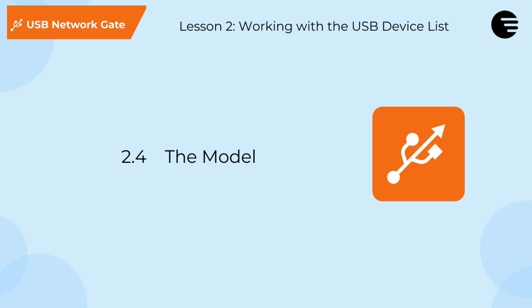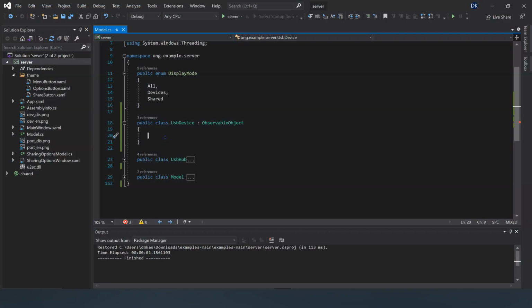Our application will consist of two main parts: the model, which contains all the code classes, and the view, which is our graphical user interface. We'll start with the model. For simplicity, all the code within the model is just contained in a single file. There are three main classes we'll be working with: USB device, USB hub, and a container class that's just called model. USB device will store whatever properties we want to associate with, you guessed it, a USB device, such as name, connection status, and anything else you might need.